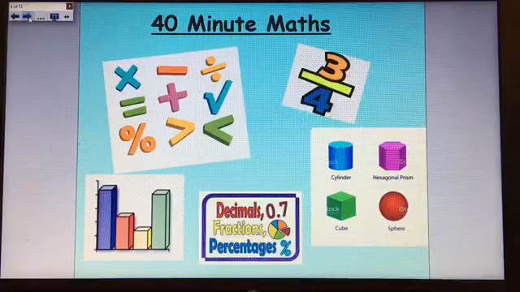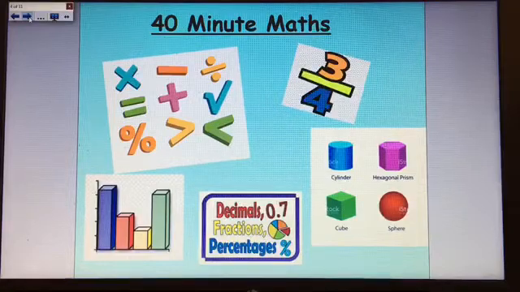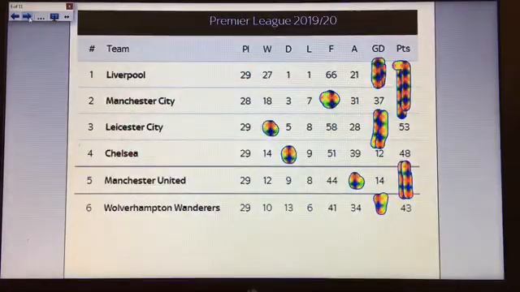Okay, so as I said earlier, today's 40-minute maths is all linked to the football premiership. So as a starter, here are the 6 top teams, but with some bits covered up. So here's the league table. So just to draw your attention to what each of the columns mean, if you're not familiar with it.